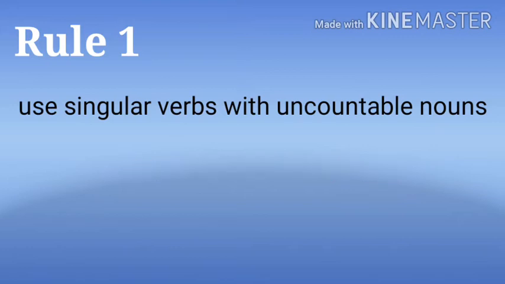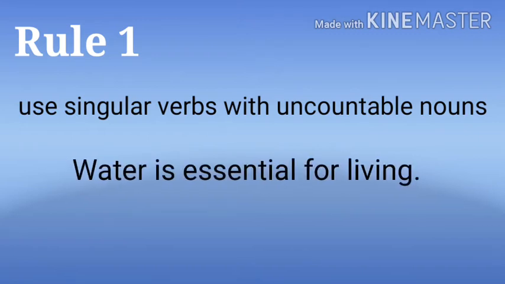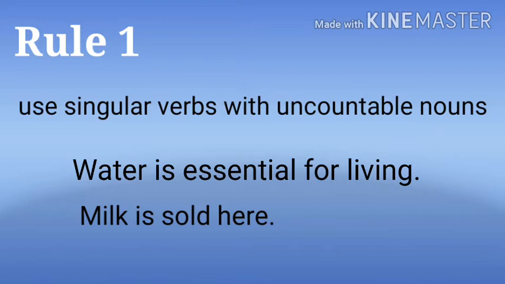Just look at the example. Water is essential for living. Now apply this example to our rule. Water is an uncountable noun. So we have used the verb is, which is a singular verb. Let us see another example. Milk is sold here. Just look over here. Milk is an uncountable noun. Again, we used a singular verb, that is, is.